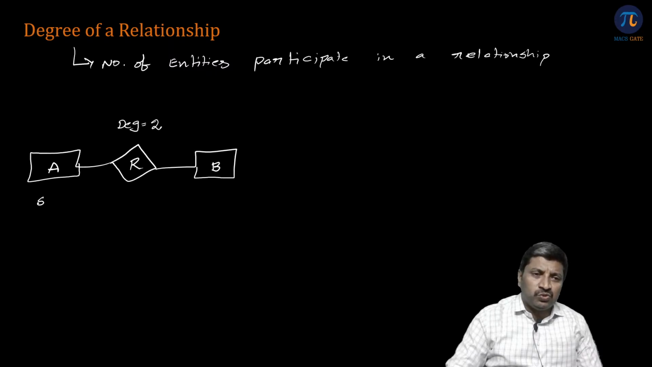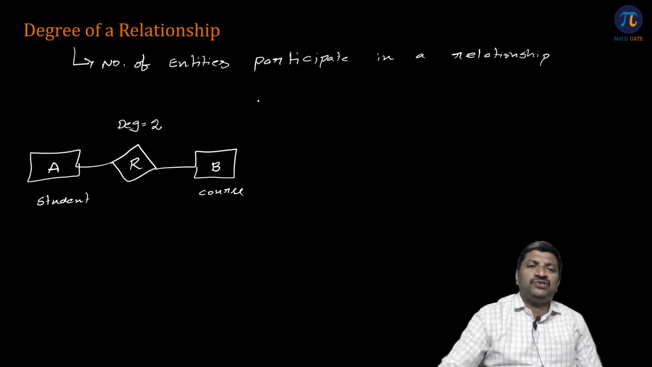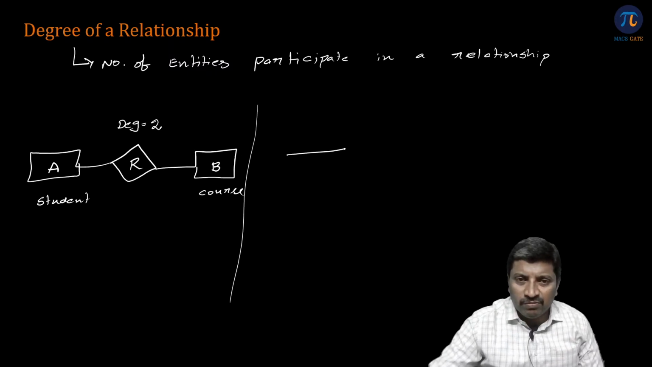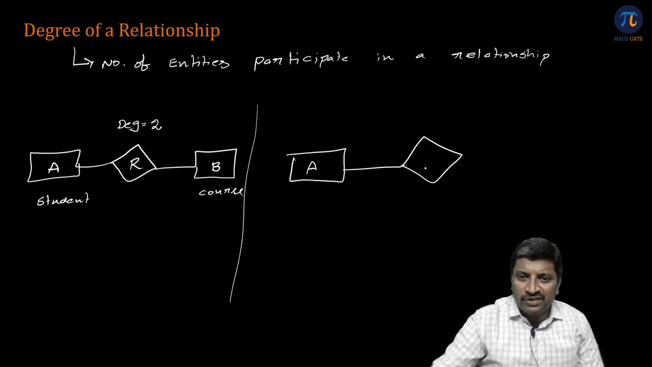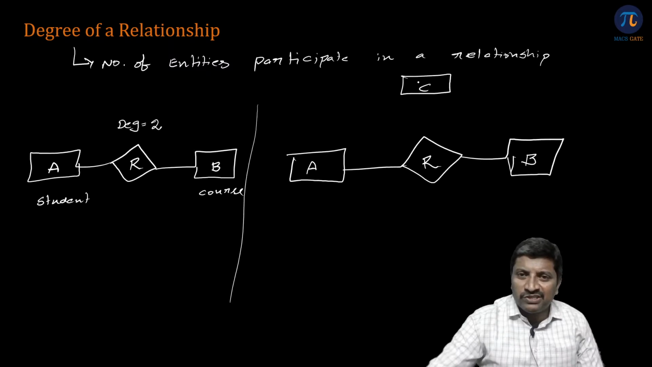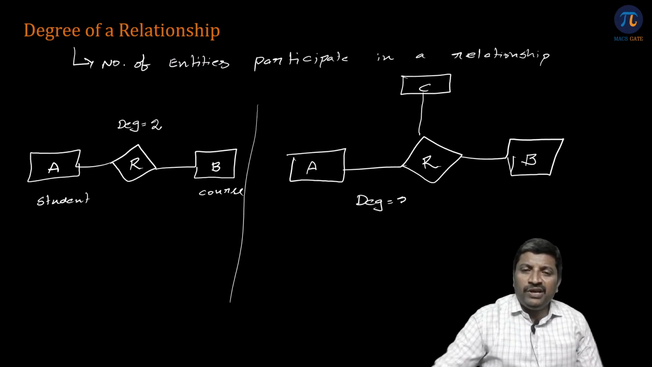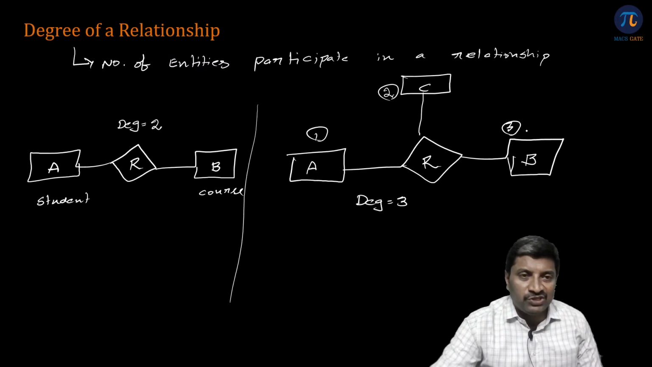Or you can say this is student, this is course. Okay. Instead of this one, sometimes we may have A is participating in relation R and B is participating in relation R. C is also participating in the same relation. Then the degree is 3 because how many entities we are participating, sir? Total 3 entities. Okay, that is about degree of relationship.